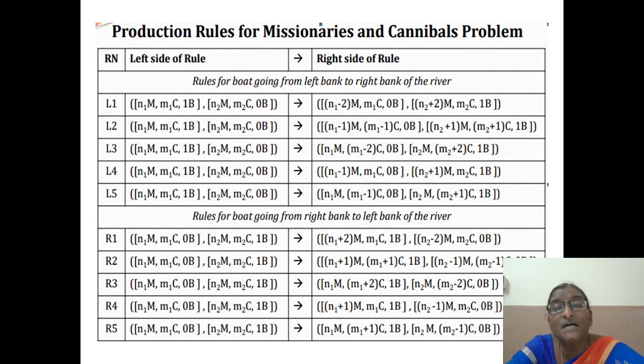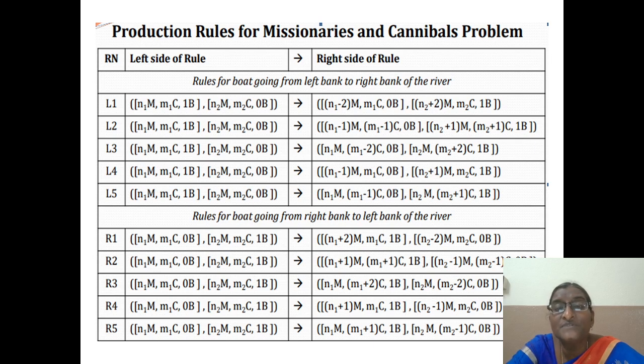The other thing is the L3 rule. In this L3 rule, two cannibals are moving. So in L1, two missionaries moved. In L2, one missionary and one cannibal moved. In L3, two cannibals are moving. So when two cannibals are moving, on the left side it will be reduced by 2 and on the right side it is increased by 2. And in the case of L4, you can see that only one missionary is moving from the left bank to the right bank.